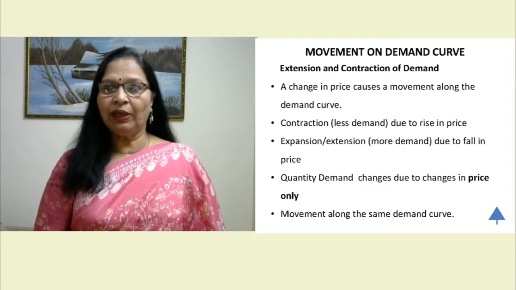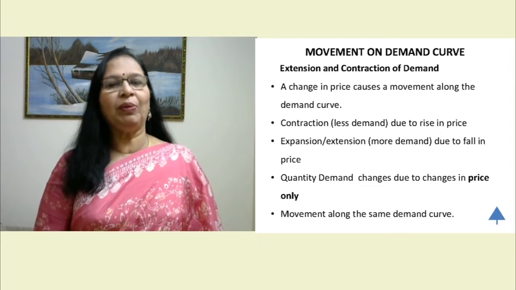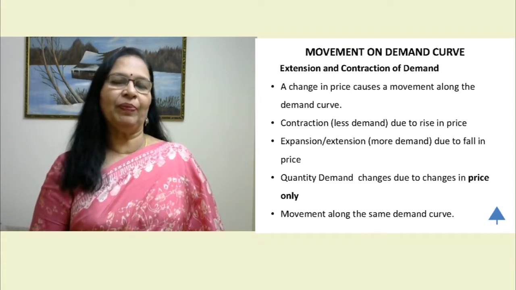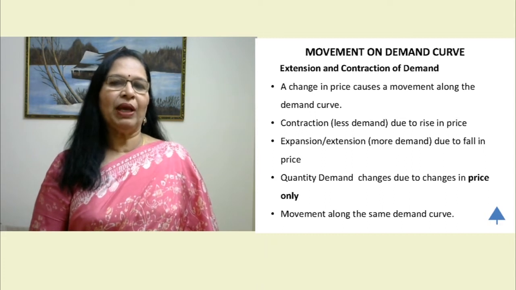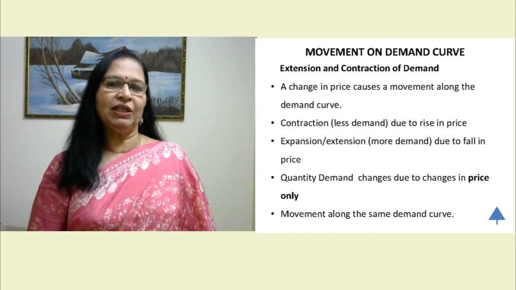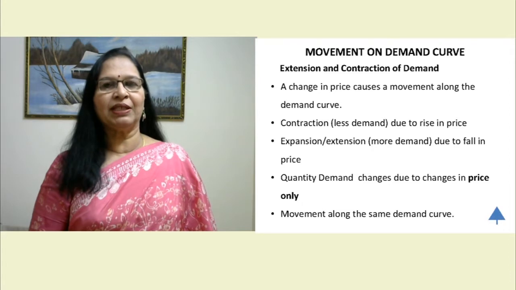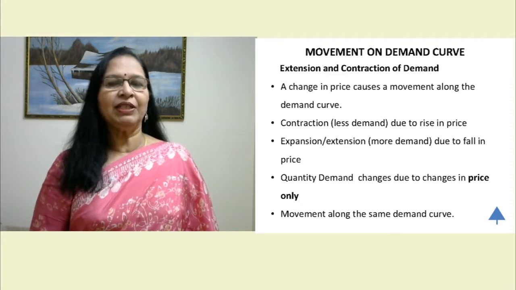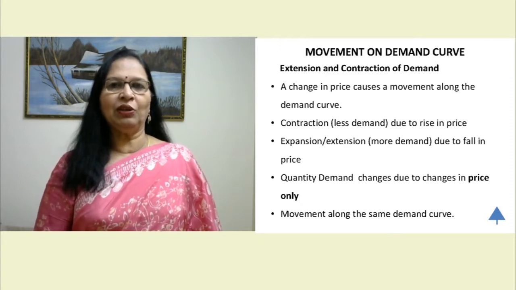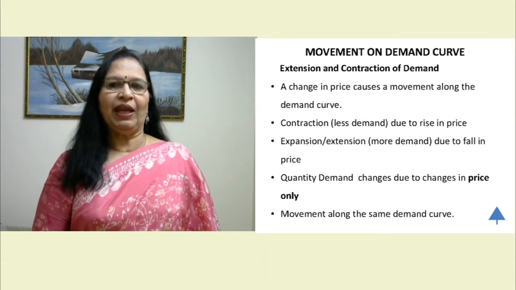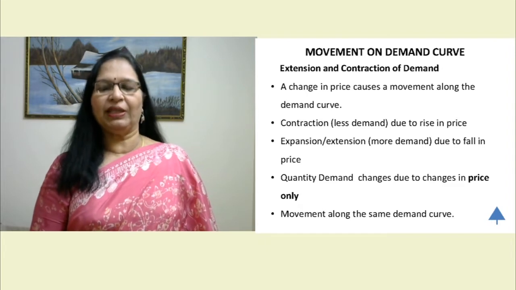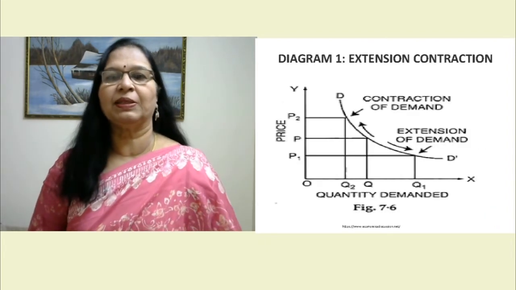When we use the word extension and contraction of demand, we mean that the price is a major factor for causing that change. So price high, quantity demanded is small, and price is low, quantity demanded is high. In this particular case, what is happening is there is a movement that takes place along the same demand curve. And this happens only because of a change in price. Let us see how we explain this.